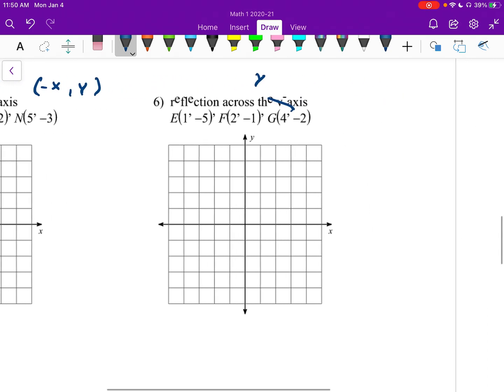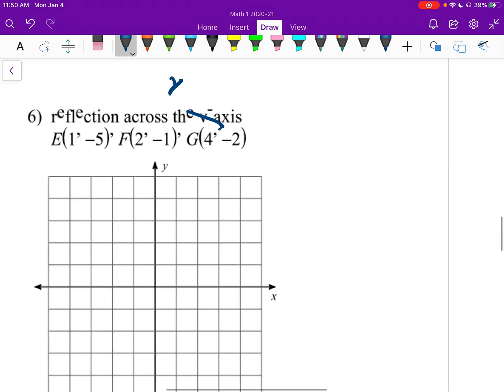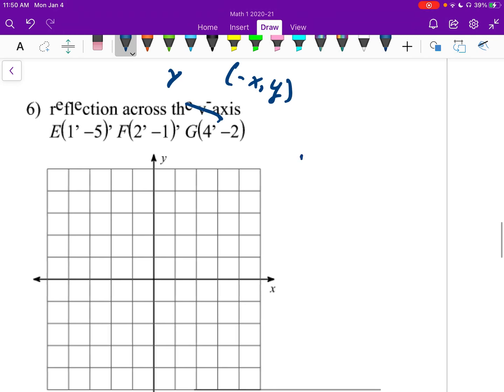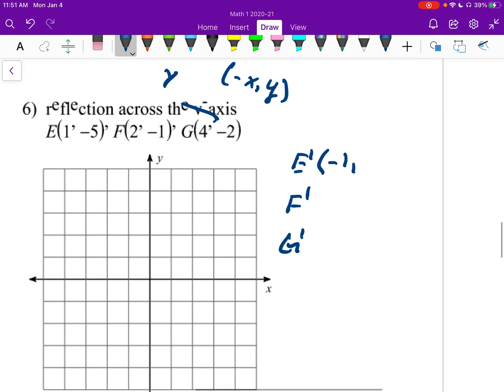All right, number 6. Again, we're doing the y-axis, so I want to use the formula negative x, y. And again, I'm going to start off by writing my new points down. So I have E prime, F prime, and G prime. E prime, I switch the sign of the x, so it's going to be a negative 1, and then the y stays the same, so negative 5. The 2 will change to a negative 2. The 4 will change to a negative 4.